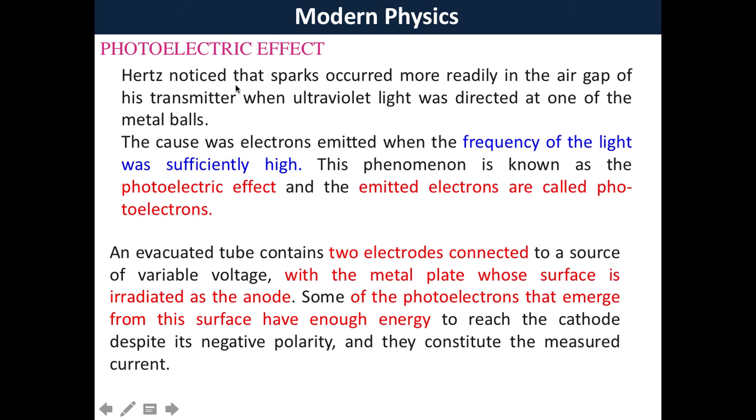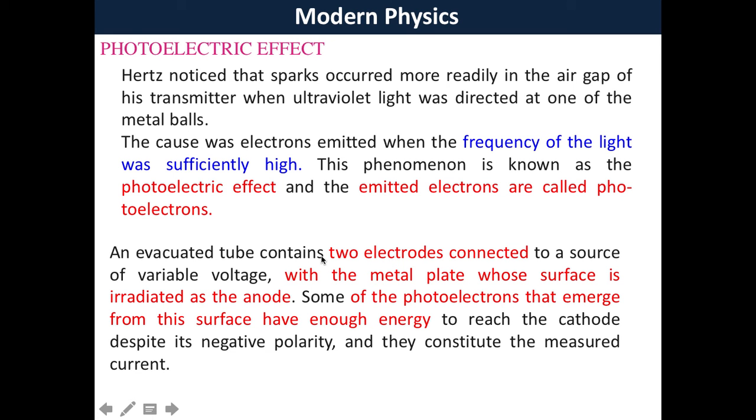Photoelectric effect. Hertz noticed that sparks occurred in the air gap of his transmitter when ultraviolet light was directed at one of the metal balls. Electrons were emitted when the frequency of light was sufficiently high. This phenomenon is known as the photoelectric effect, and the emitted electrons are called photoelectrons.